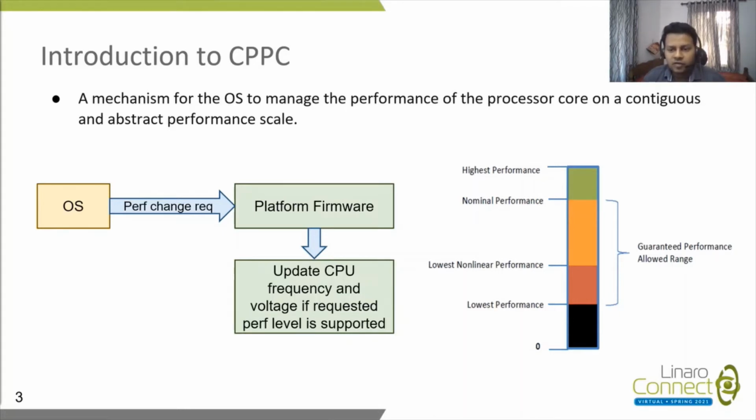The lowest nonlinear performance is the lowest performance level at which nonlinear power savings are achieved. Keeping a processor below this level results in an efficiency penalty. And the last threshold is the lowest performance, which is the absolute lowest performance level a processor can achieve. It is not recommended to put the processor in lowest performance, but in some scenarios, for bringing the system back to the normal or allowed thermal range, it may be required to bring the CPU to this lowest performance.